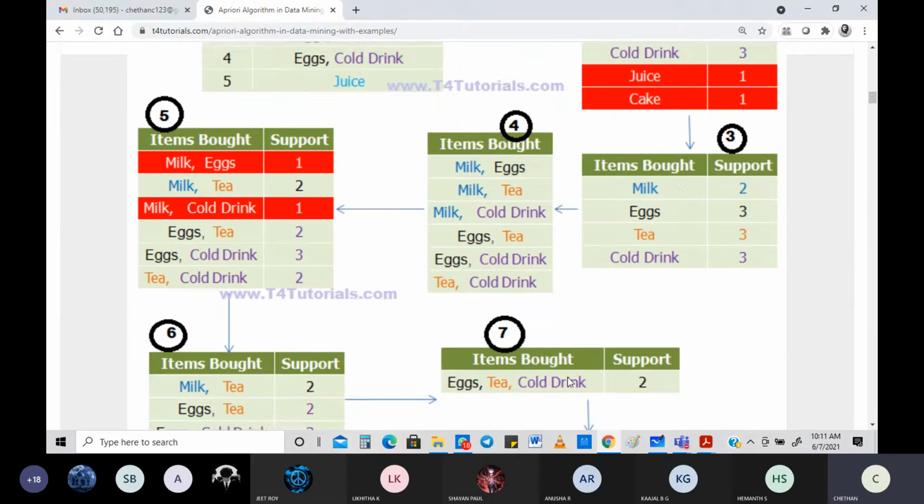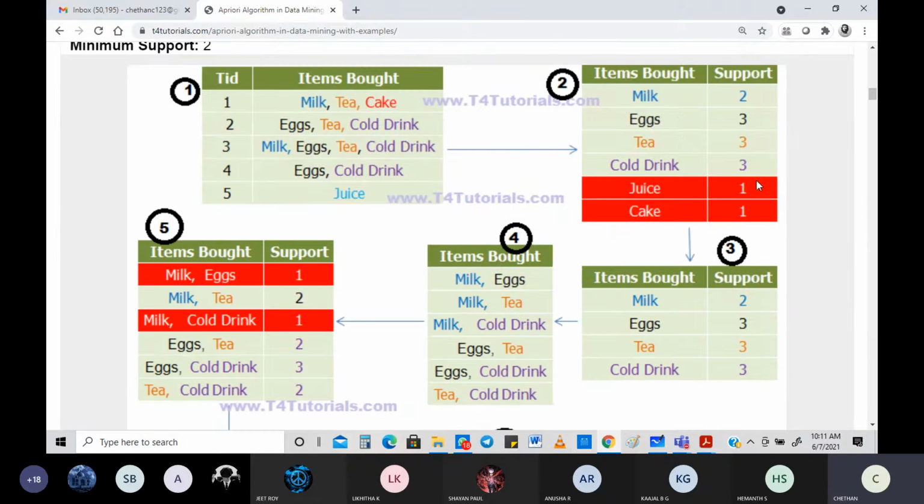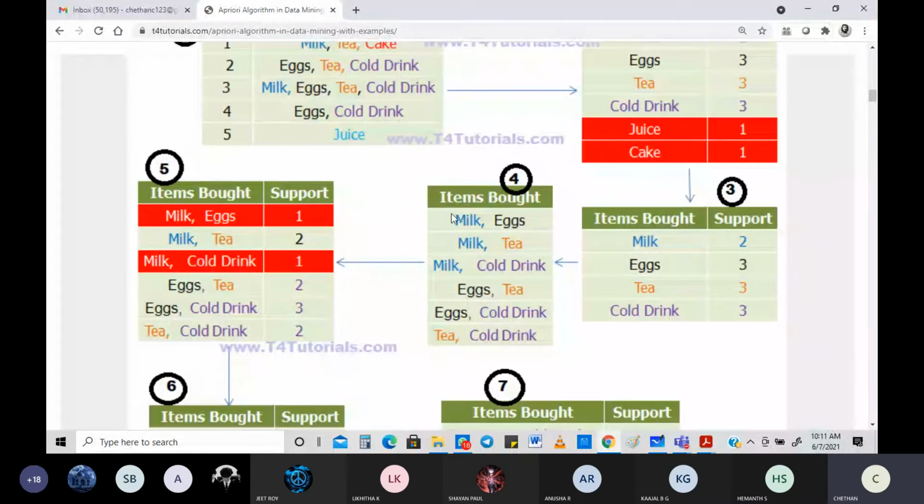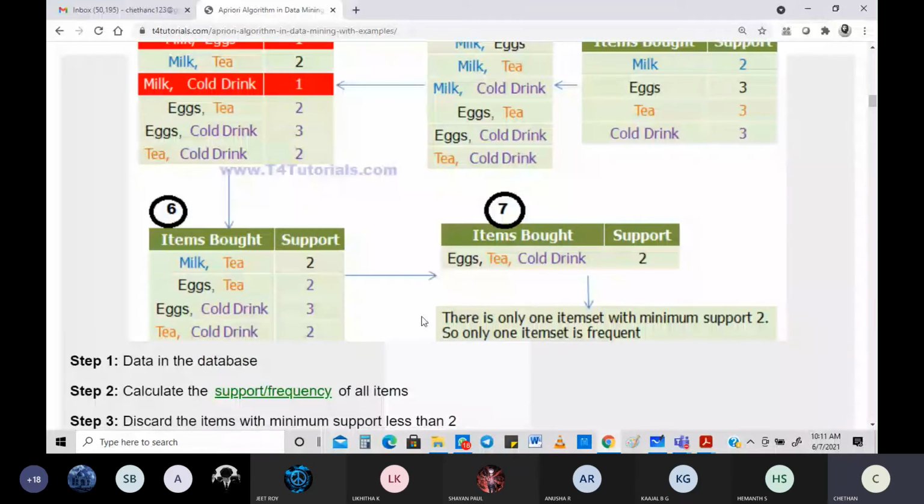We took one at a time and discarded the ones having support of less than 2. Then we took all 2 at a time and discarded those having less than 2. Then we took all 3 at a time and discarded everything having support less than 2. So when you took all 3 at a time, this is what you got: your XT cold drink with a support of 2. So only one item set is frequent. What is that frequent item set? XT cold drink, because the item set has a minimum support of 2.